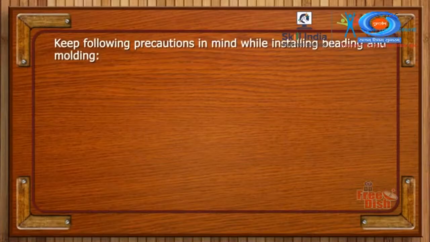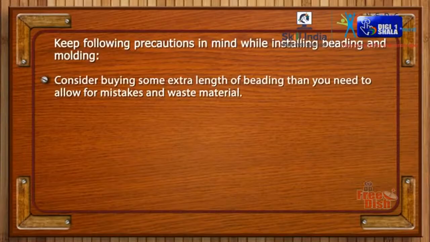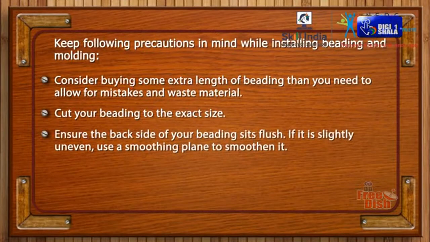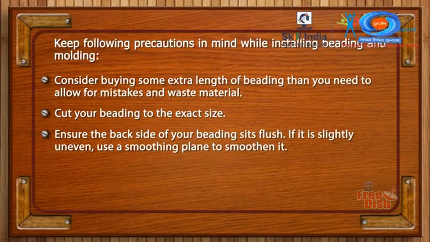Keep the following precautions in mind while installing beading and molding. Consider buying some extra length of beading that you need to allow for mistakes and waste material. Cut your beading to the exact size. Ensure the back side of your beading sits flush. If it is slightly uneven, use a smoothing plane to smoothen it.